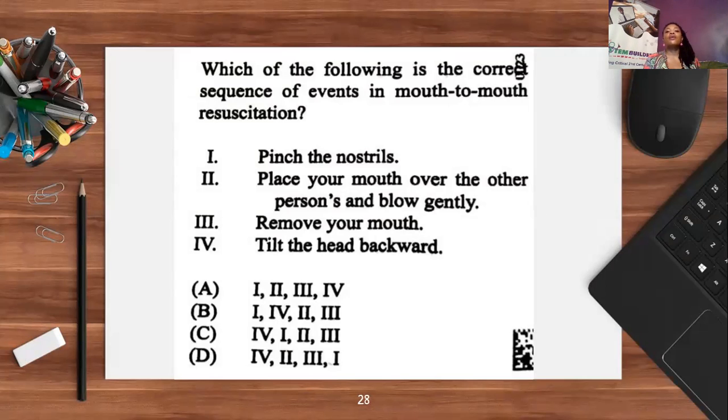After you tilt the head backward, then you're going to need to pinch your nostrils. So that's 4, then comes 1. So clearly your answer is C. So 2, place your mouth over, remove your mouth must be the last step. So C is the answer.